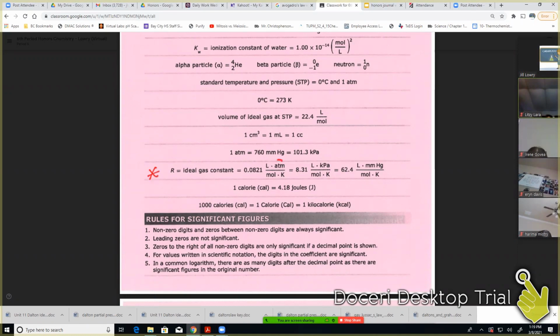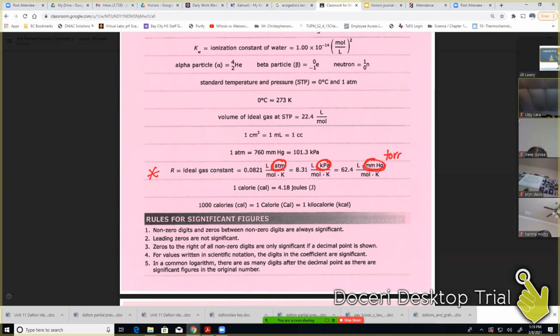And you can see the only difference between each number is what pressure unit you are in. So in other words, if your pressure is in ATMs, you would want to use 0.0821. If your pressure is in kilopascals, then you would use 8.31. If it was in millimeters of mercury or torr, because we know those are the same thing, you would use 62.4. So that's what I meant by your pressure will affect your R.